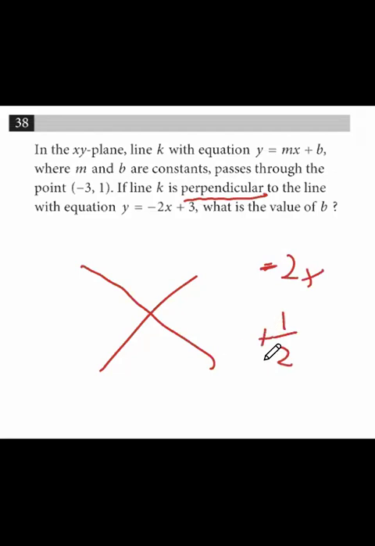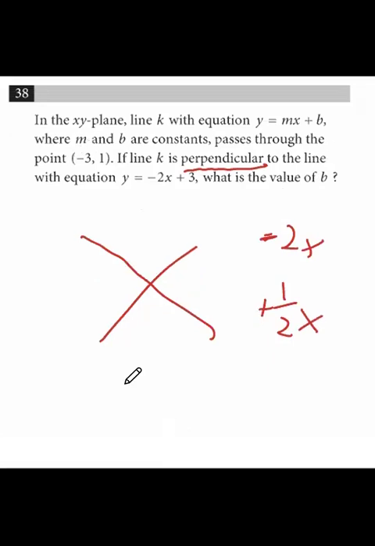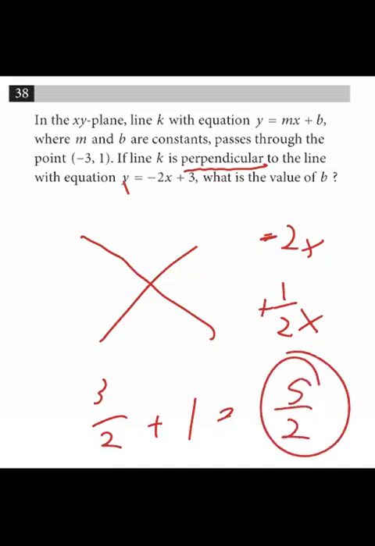And the sign would also flip. So this is positive 1 over 2x as the slope. And then the point is going to be negative 3, 1. So to find the intercept, we go right 3. So plus 3x, that would just be 3 over 2. And then plus the original intercept of 1. So 3 over 2 plus 1 is equal to 5 over 2. So the correct answer is 5 over 2, or 2.5 if you want to put a decimal.